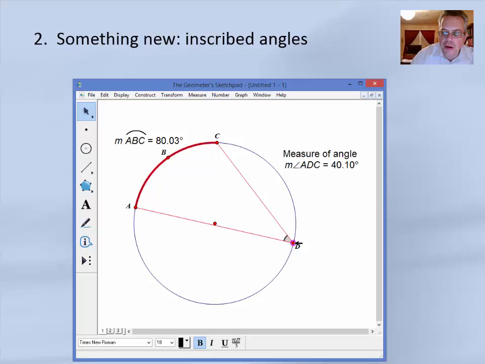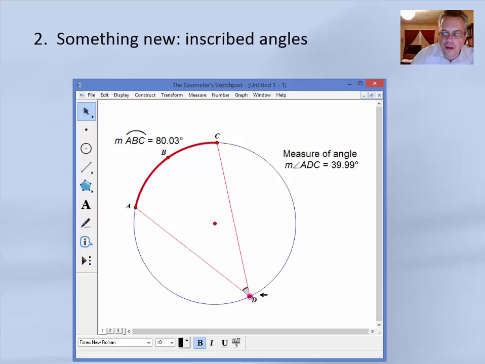As I move it to be on the circle, we see that the measure of the angle is half the measure of the arc. And that's true anywhere I put it. So if I put it down here on the circle, we see that the measure of the angle is 40 degrees and the measure of the arc is 80 degrees. And if I put it over here, kind of the same thing. It's kind of hard to get it right on the circle, but it's about half. There we go. 39.6 is close to half of 80.